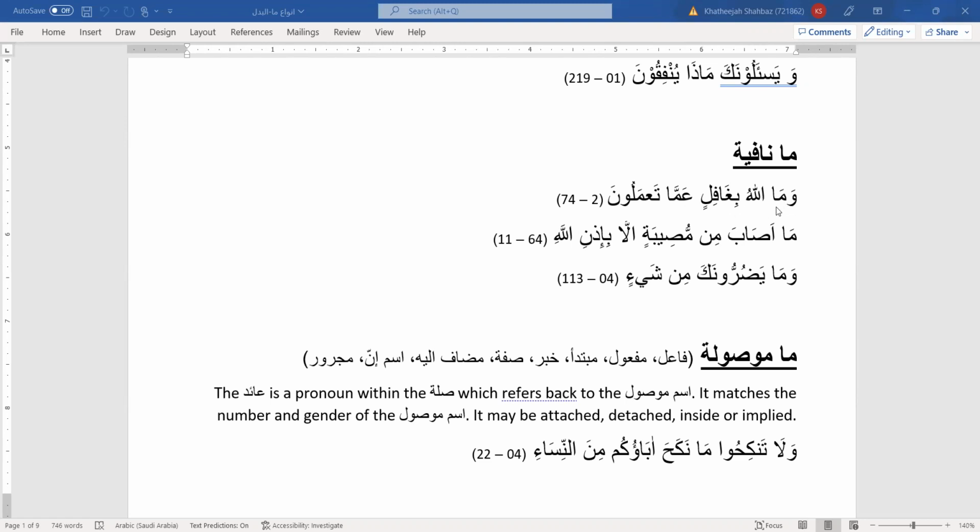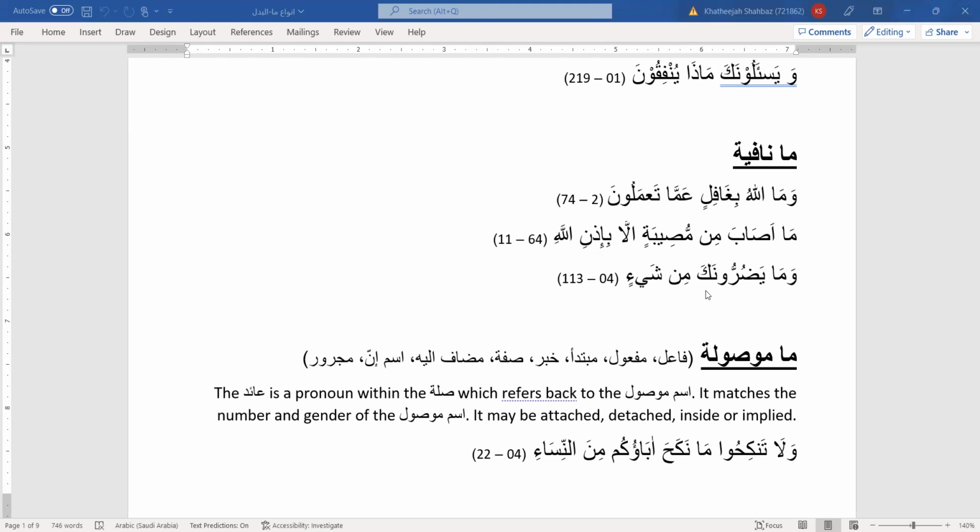So the meaning not came from ma. This is ma nafiya here. مَا أَصَابَ مِنْ مُصِيبَةٍ إِلَّا بِإِذْنِ اللَّهِ. Not any calamity targets except with the permission of Allah. So ma nafiya. See, the previous one was a jumla ismiya. This is a jumla fi'liya now. So ma has entered a jumla fi'liya to add the meaning of negation.